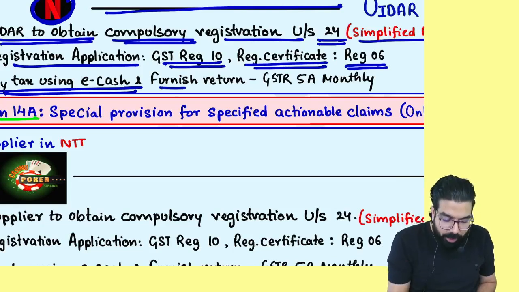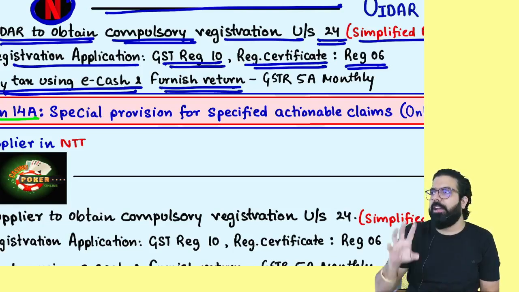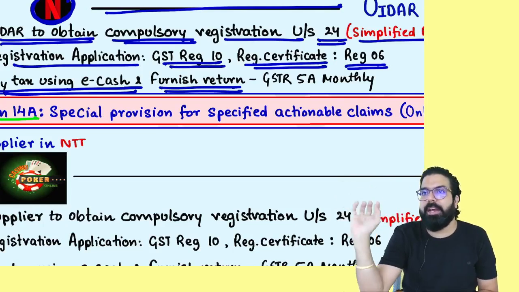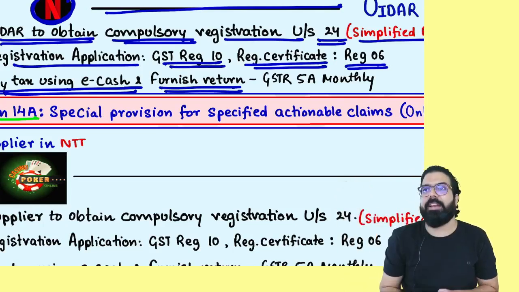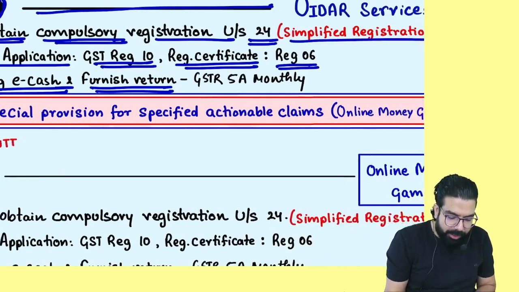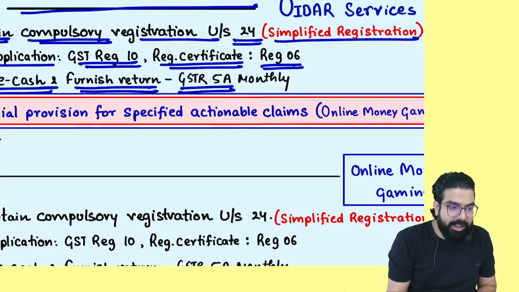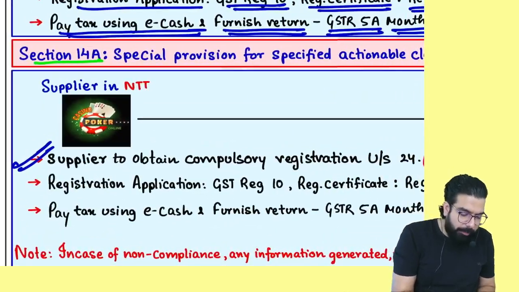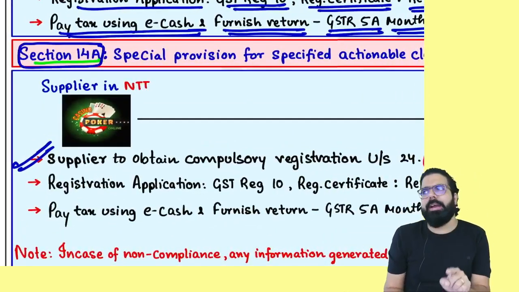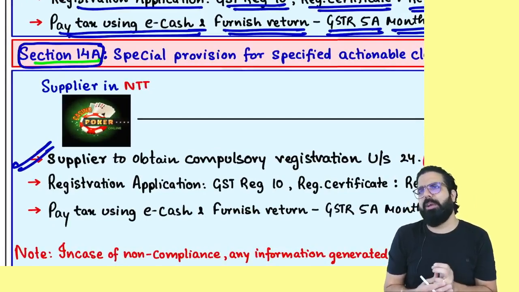The next one, furnish the return. Through international money transfer, they can put the money in their e-cash ledger and make the tax payment. Their monthly return is GSTR 5A, which is a monthly return. Now, the next one is also important. I believe either OIDR or section 14A, you can have a small question.